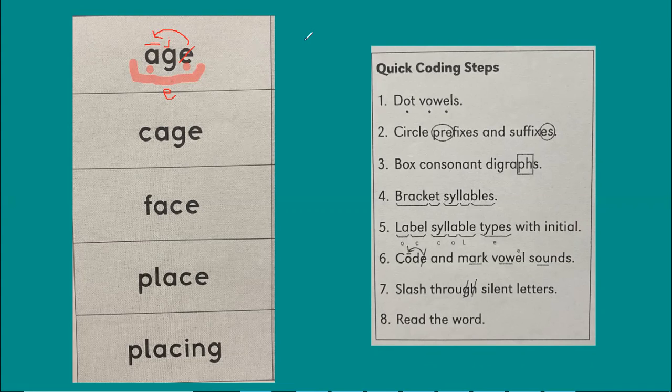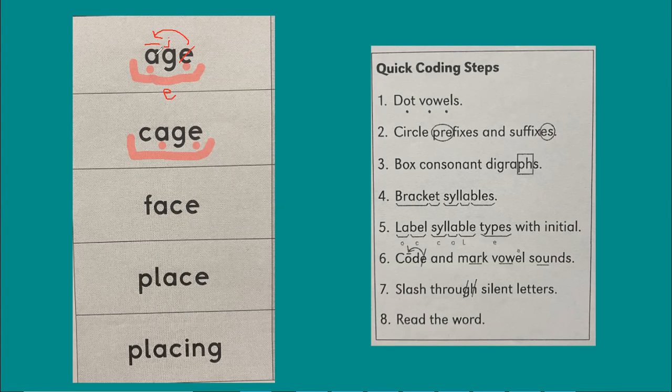And so the next one is cage, cage. So the first thing, number one, dot vowels. Okay. Circle prefixes and suffixes. I don't see any here. Then we want to box consonant digraphs. There are not any. Bracket syllables. Cage. So that's one syllable. And then I'm going to get my smaller pen and we are going to label our syllable types.